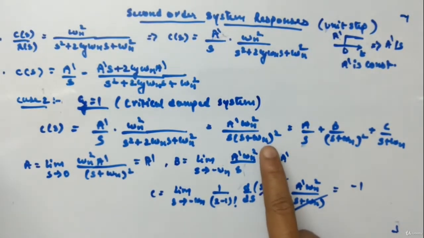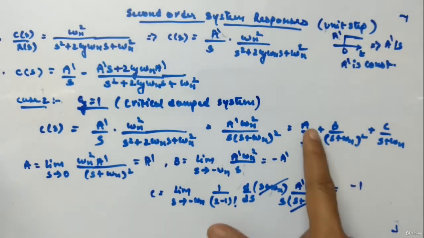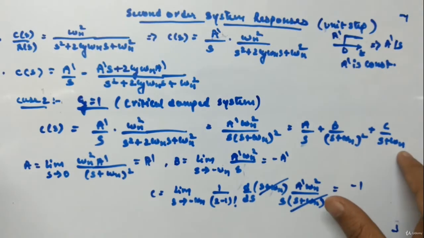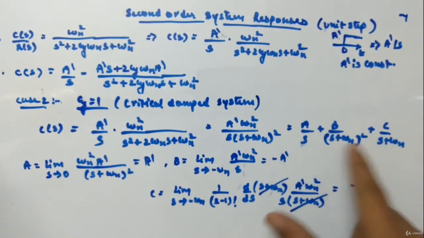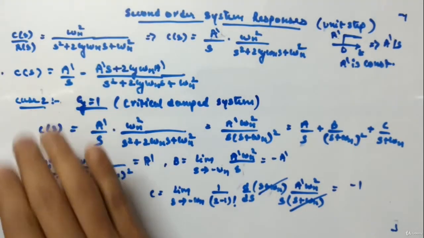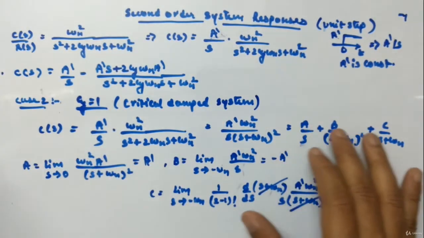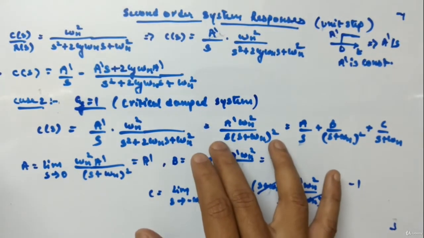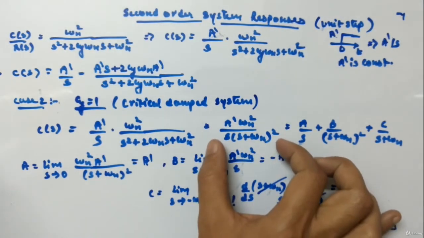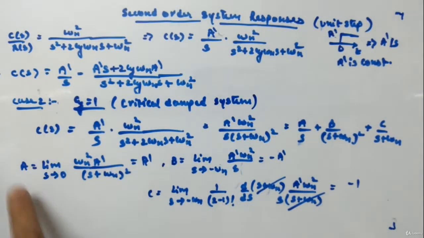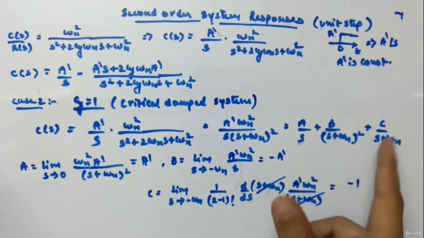Or you can write it this way by using partial fractions, that is a divided by s plus b divided by (s plus omega n) whole square plus c divided by (s plus omega n). How are you going to get the values of a, b and c? This is another method. In the last method, in case 1, I was not able to use this method of calculating a, b, c because it was not simple in this way. I was not able to write this equation in a simpler way. Now I can write it, that's why I am using this approach of calculating a, b, c.